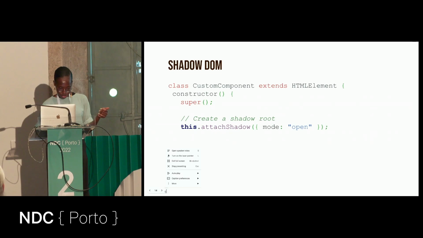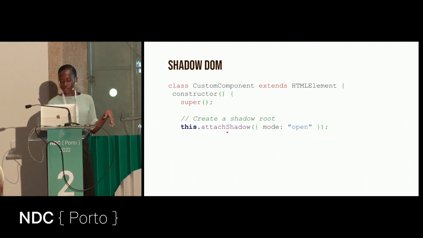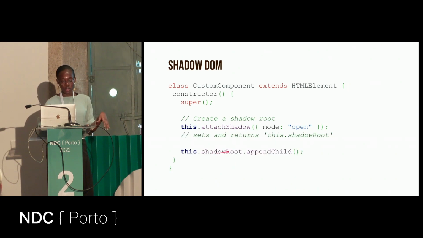Where's my pointer? Excellent. That is the keyword that allows you to create the new shadow roots. And then once we have access to the shadow roots, we can append the children anywhere we want.